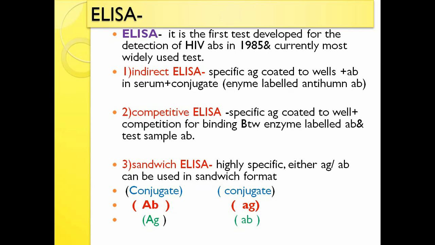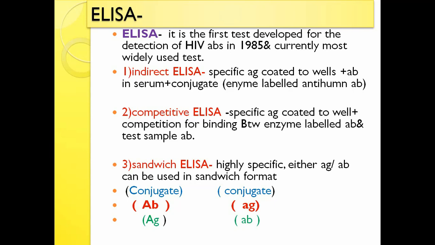Screening of blood for infective material. So in the first part we have seen what all are the transfusion transmissible diseases and their diagnosis. So one of the important tests under screening is the ELISA. This is the first test developed for the detection of HIV antibodies in the year 1985, and currently it is a widely used test.